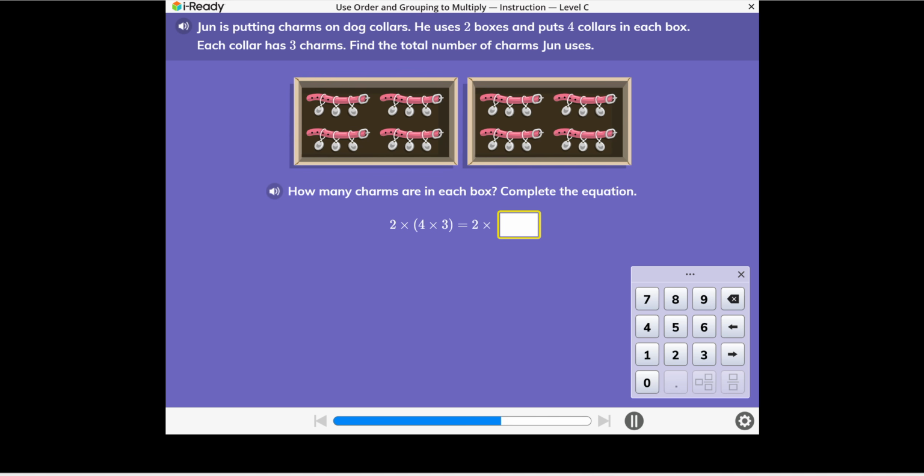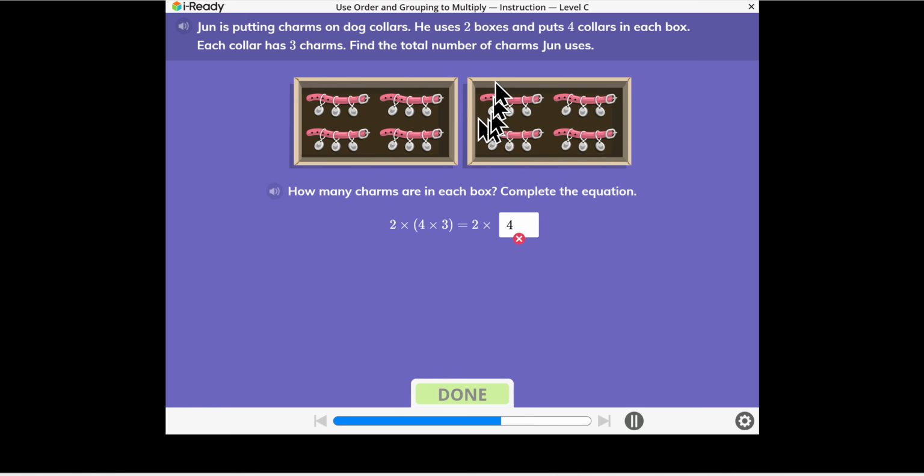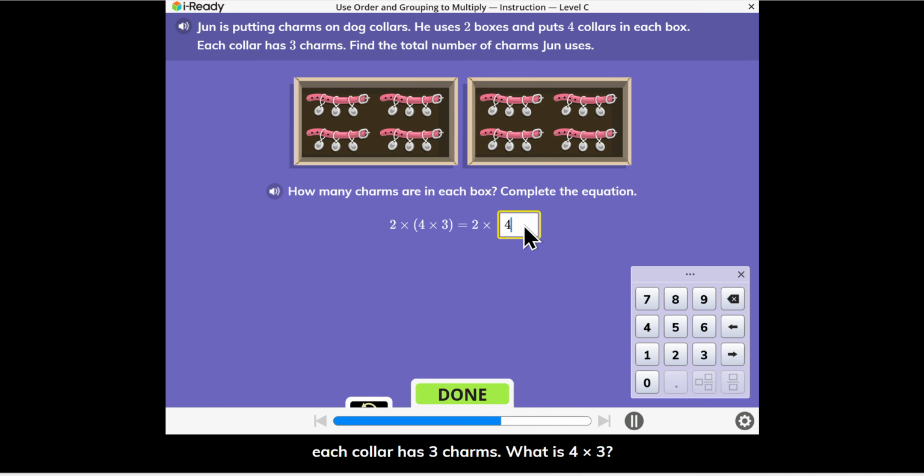That's 3 in each box. Look, 1, 2, 3. I think they're trying to fool us. That's why they said these things are charms, and each collar has 3 charms. What is 4 times 3? Oh, this is a sneaky answer. 4 times 3, we all know.